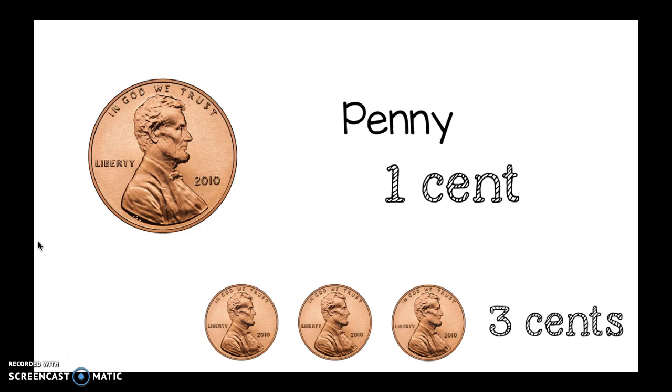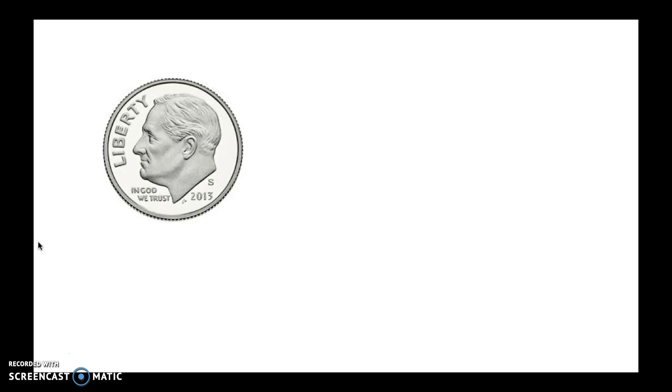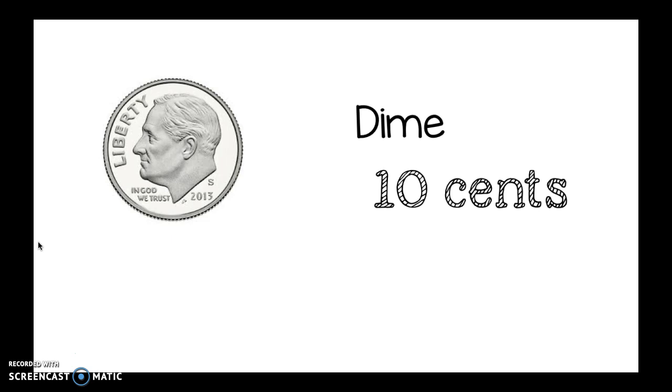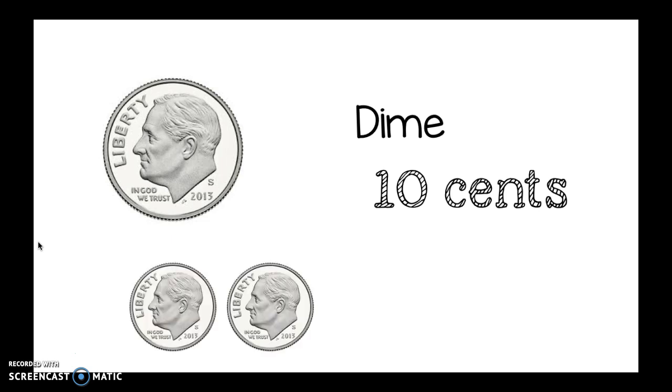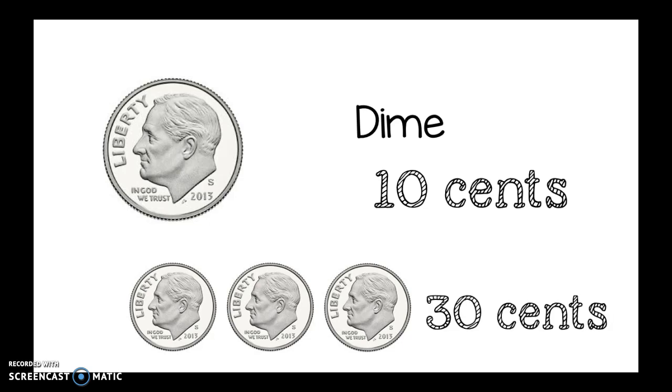Let's try another coin. This is called, did you say dime? You got it. This is a dime, and a dime is worth, say it to yourself, 10 cents. So if I wanted to count dimes, and I had 3 dimes, I would count them by, you're right, tens, because they're worth 10 cents each. So you've got 10, 20, 30. Did you get 30 cents? Great job.